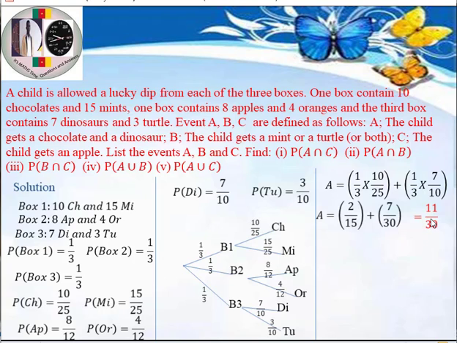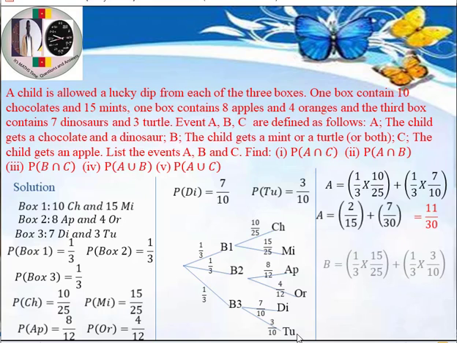For B, we said that the child gets a mint or a turtle or both, but we cannot get both a mint and a turtle, right? Because they are not in the same box. So we can either get a mint or a turtle. For us to get a mint, we need to choose from box 1. So we'll have the probability of choosing from box 1 times the probability of choosing a mint. And to get a turtle, we need to choose from box 3, so the probability of choosing from box 3 times the probability of choosing a turtle.